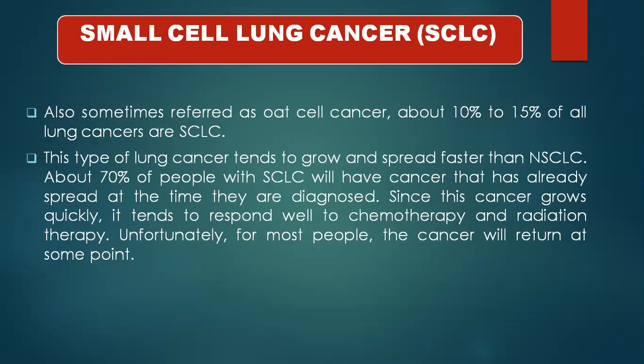Now, moving on to small cell lung cancer, that is SCLC. About 10 to 15% of all lung cancers are SCLC. It is also known as oat cell cancer. This type of lung cancer tends to grow and spread faster than NSCLC. About 70% of people with SCLC will have cancer that has already spread at the time they are diagnosed. Since this cancer grows quickly, it tends to respond well to chemotherapy and radiation therapy. Unfortunately, for most people, the cancer will return at some point.